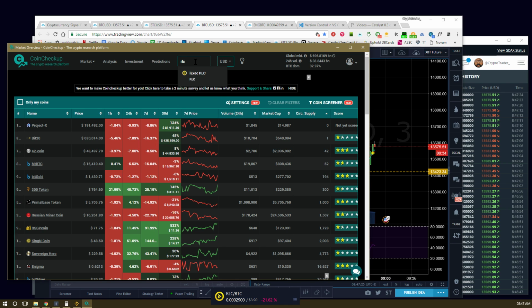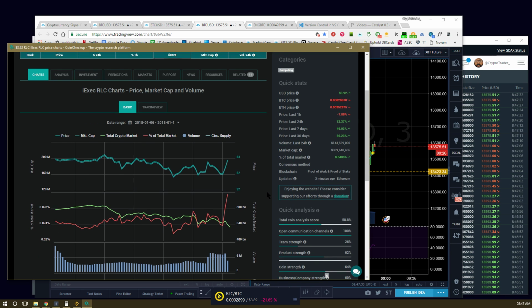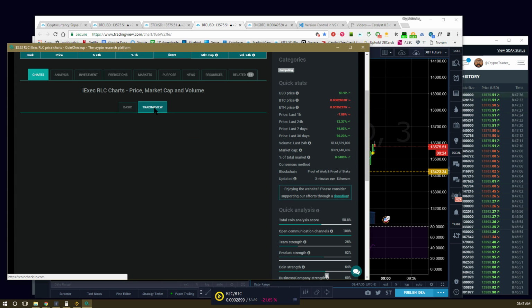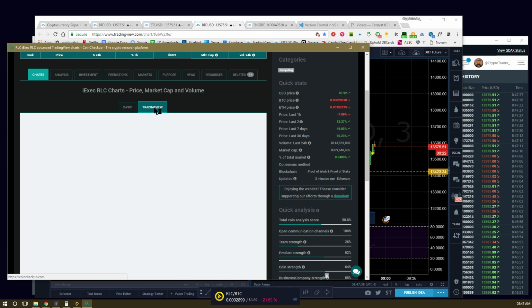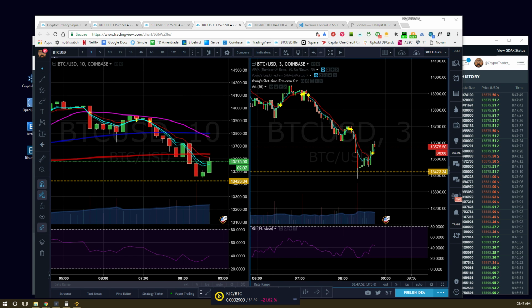RLC, iExec. See, Coin Checkup, man, you ain't letting me down once. I never showed you guys this, but on Coin Checkup, I can click TradingView, and the stuff that's not on TradingView comes up on TradingView right here. Look at this. This is a buy. It's already been up here. Like I said, it's negative 7%. Watch this. I'll type RCL.